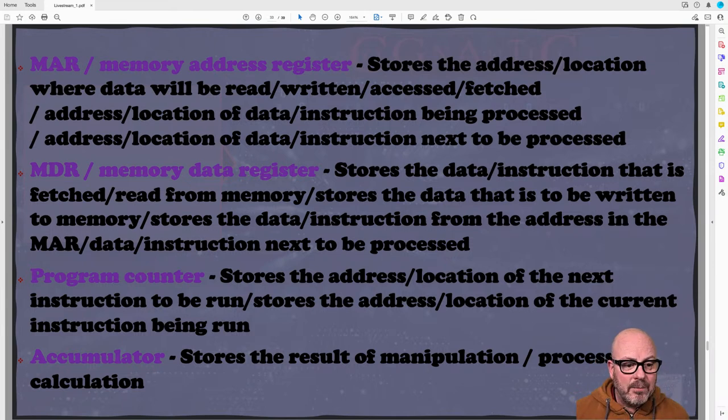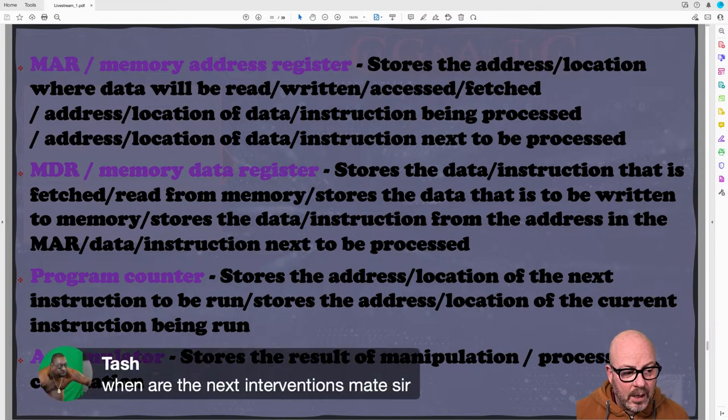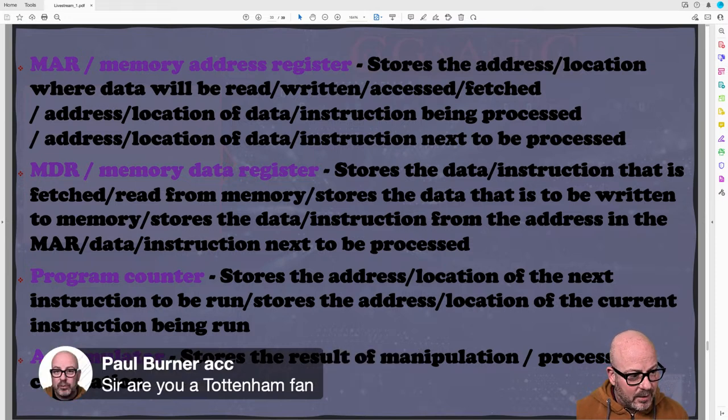So Tash, I'm doing this every single week. I'm doing one of these a week. Paul Berner, people have died for less questions than that. It's a very big game at the weekend, and I'm hoping Tottenham suffer quite a great deal. I mean, Tottenham fan, I can't imagine anything worse, can you?